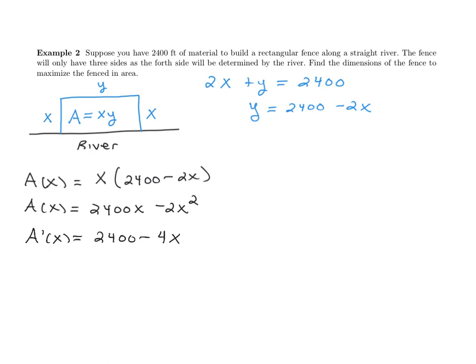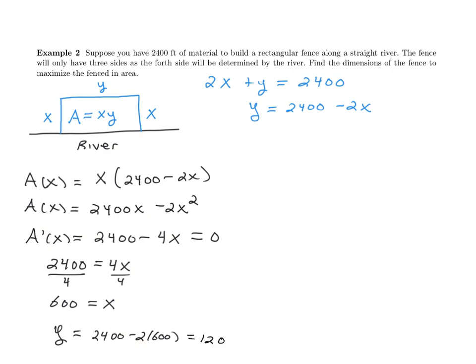This always exists, so I'm just going to check to see where it's equal to 0 to find the critical numbers. That's where 2400 is equal to 4x. And if we divide both sides by 4, we get that 600 is equal to x. Okay, great. We also need to know what y is equal to. But here we have an equation that connects x and y, so I'll put 600 here to get the value for y. y is equal to 2400 minus 2 times 600, which is 1200 minus 2400. y is equal to 1200.